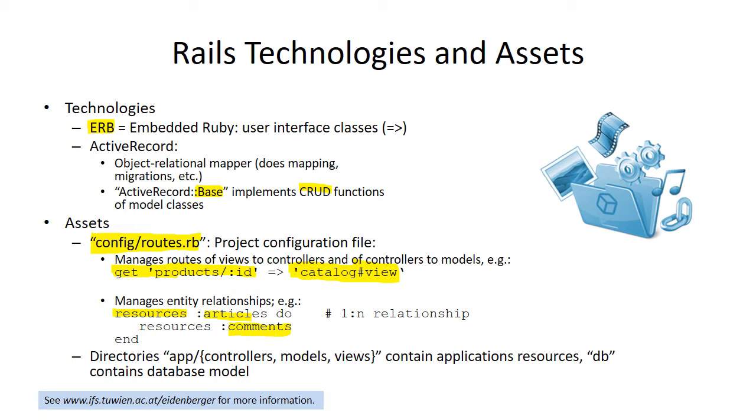Okay, so where do you find your class files? In the app section of your project, and there you have the controllers where you heavily will edit, models where you will do hardly anything or very little only, and views where you design the templates that you are using. Okay. DB contains the database model. You shouldn't have to edit anything there.